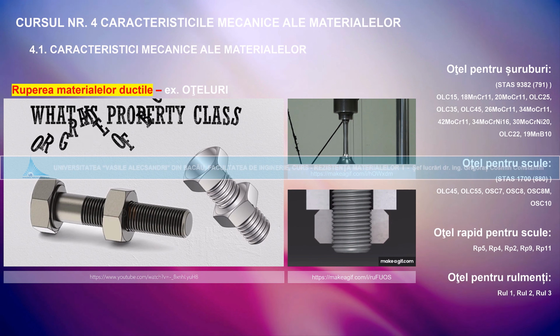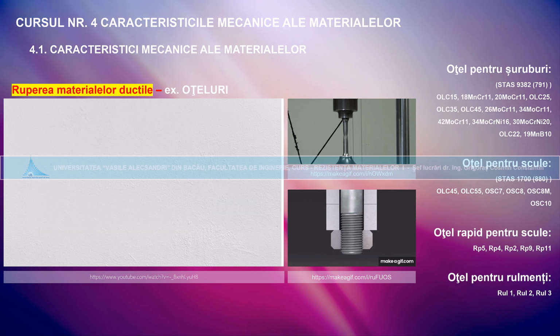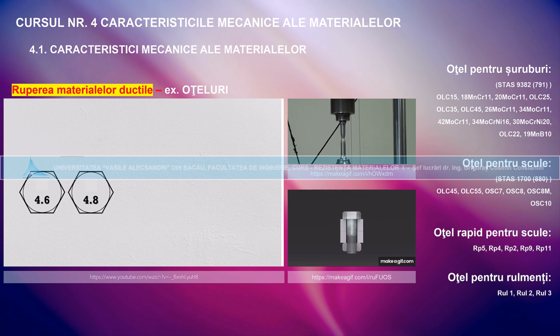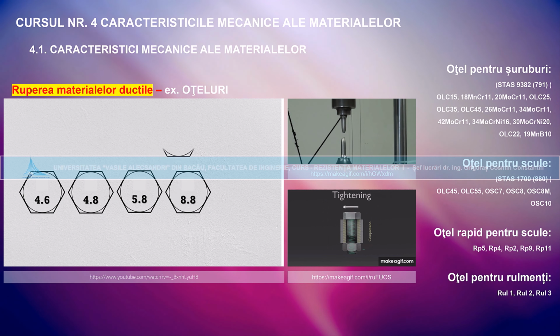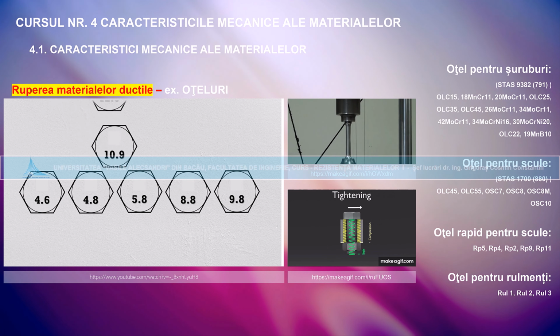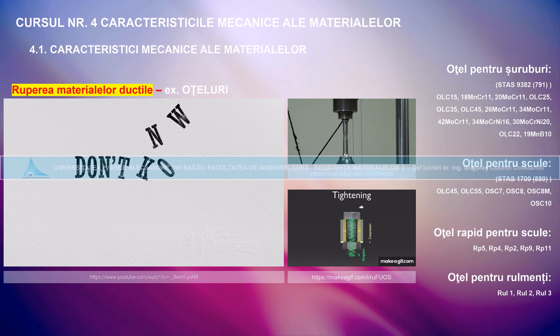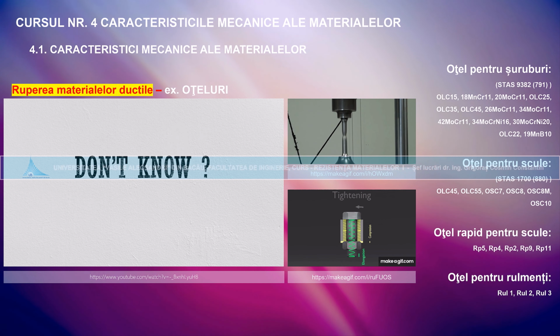What is the bolt property class or bolt grade? You might have seen, in metric bolts, the heads of bolts are marked with some number. What does it tell us? If you really don't know, this information will help you.